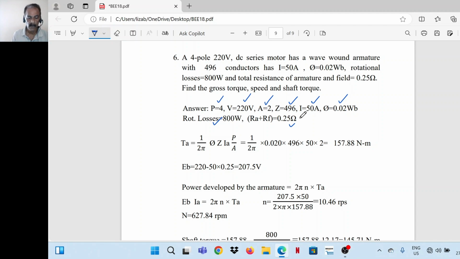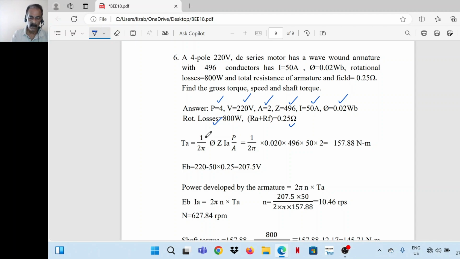So gross torque, or armature torque. Gross torque is the total torque developed. Out of that, a portion is lost due to rotational loss, due to rotation of the armature. And the remaining is available at the shaft. That is the shaft torque, which is the useful output.